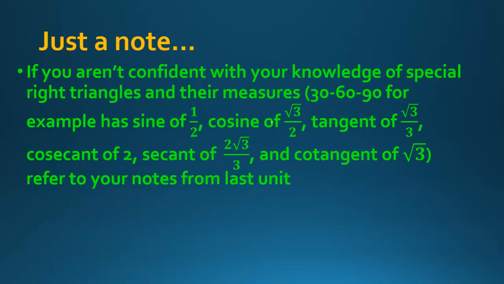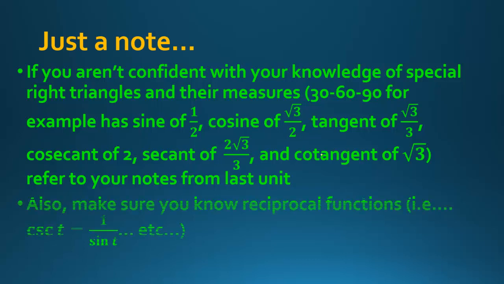Not just 30-60-90, but the special ones: 60-30-90, 30-60-90, 45-45-90. Know what sine, cosine, tangent are at least, and then you should be able to figure out the rest of these. If you need a little bit of practice, go back to some of your notes from last unit. Also, make sure you know the reciprocal functions. For example, cosecant is the same as 1 over sine, and so on and so forth.